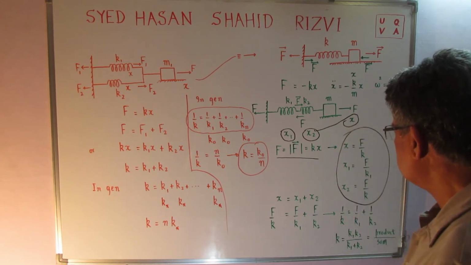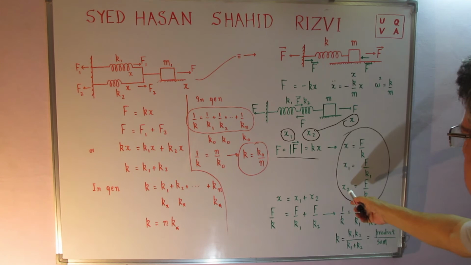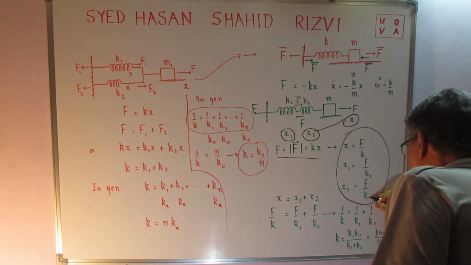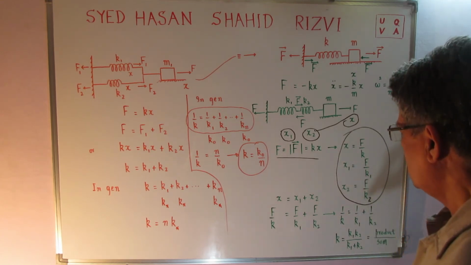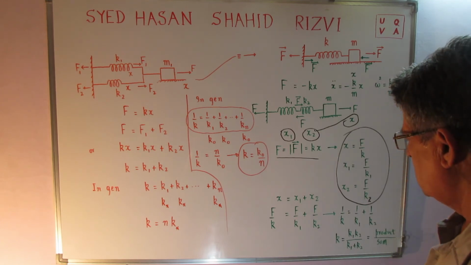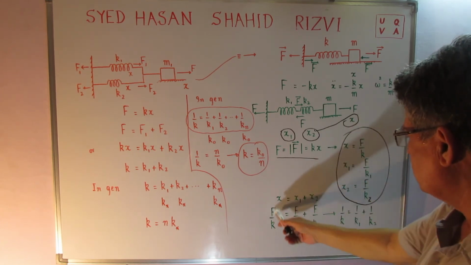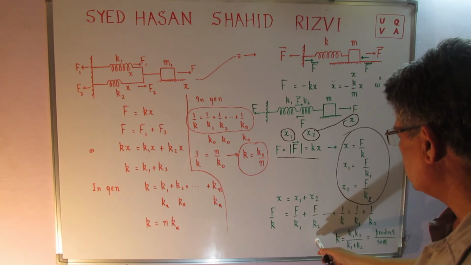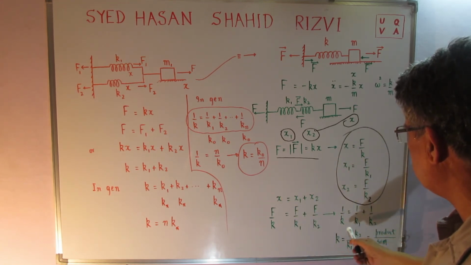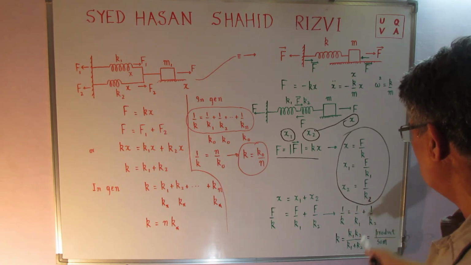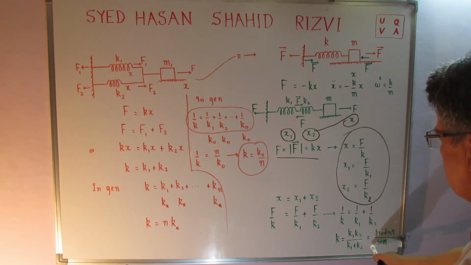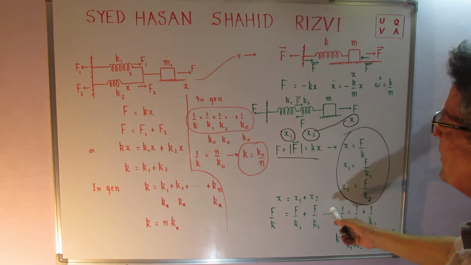So I have this set of equations. x is equal to F upon k, x1 is equal to F upon k1, x2 is equal to F upon k2. The key equation is x is equal to x1 plus x2. Then I write it in terms of F upon k, F upon k1 and F upon k2, and F cancels, so I get the equation in this form: 1 upon k is equal to 1 upon k1 plus 1 upon k2. When I solve it for k, it turns out to be equal to k1 k2 upon k1 plus k2, which is product upon sum.